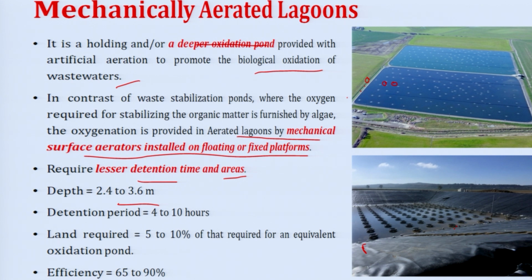Detention period is only around 4 to 10 hours. On oxidation lagoons, oxidation ponds, how much was it? 2 to 6 weeks. So, it's a huge improvement on the detention period. Land requirement is around 5 to 10% of that required for an equivalent oxidation pond, and efficiency is around 65 to 90%. मतलब आपको जो BOD का efficiency है, that BOD will be reduced by around 65 to 90%, which is quite a good amount.